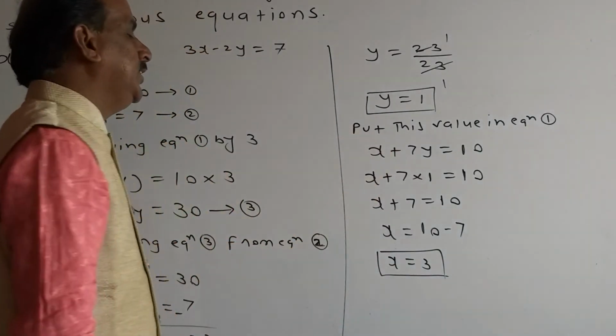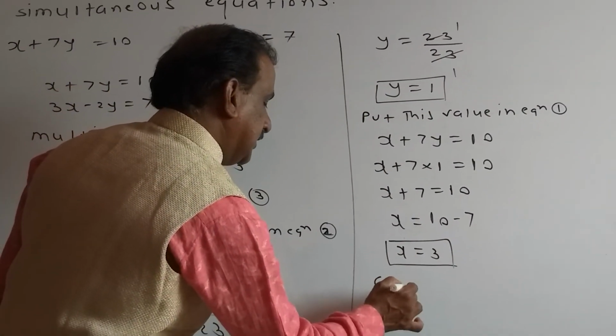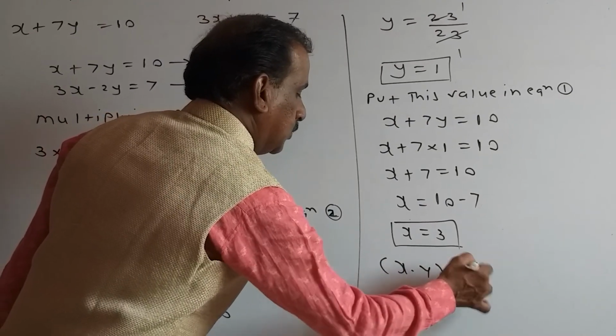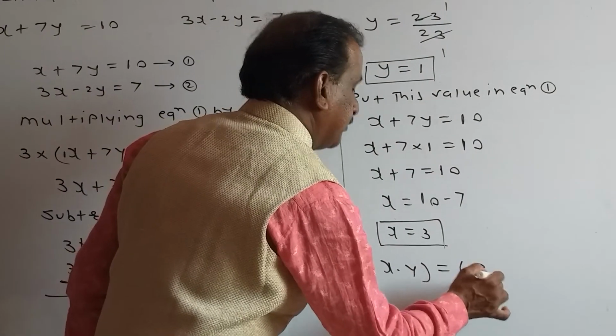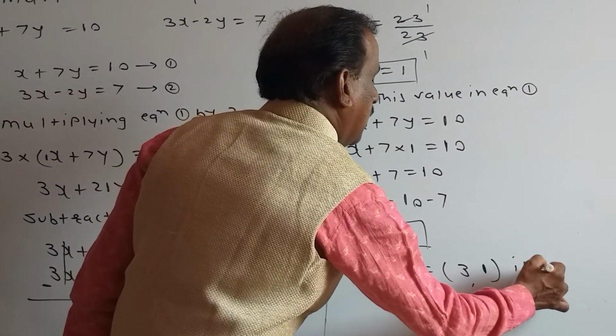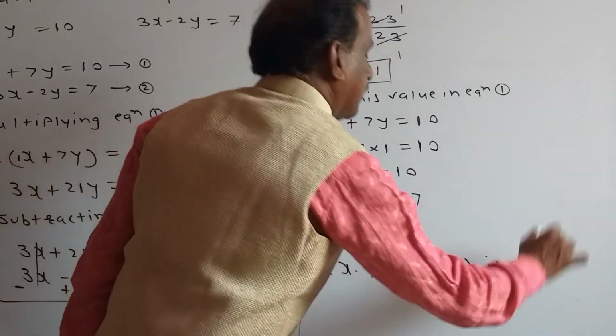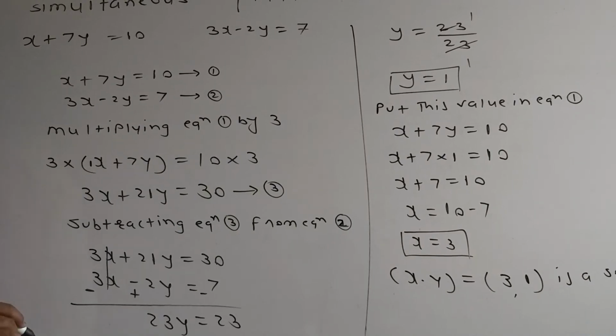Value of x is 3. Value of y is 1. Means x comma y is equal to, value of x is 3, value of y is 1, is a solution. Example is finished.